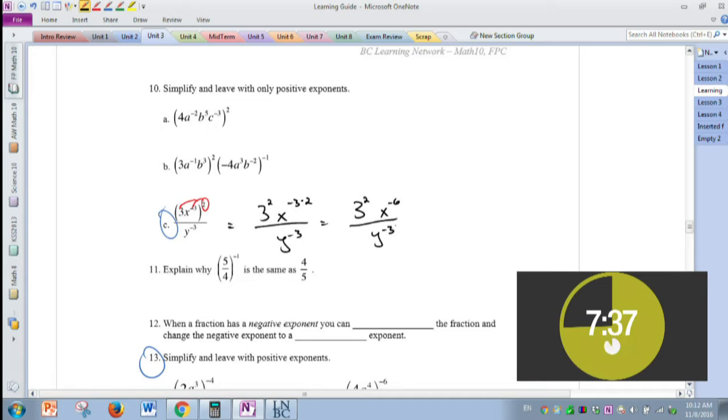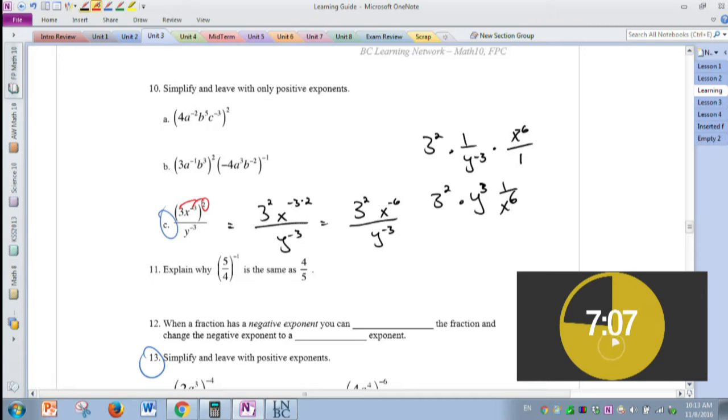Now, I could write these things as separate fractions. I could write it as 3 squared times 1 over y to the negative 3 times x to the negative 6 over 1. I could write it like that and then flip everything. Bring my y to the 3 to the top, and then my x to the negative 6 would become x to the positive 6 on the bottom.